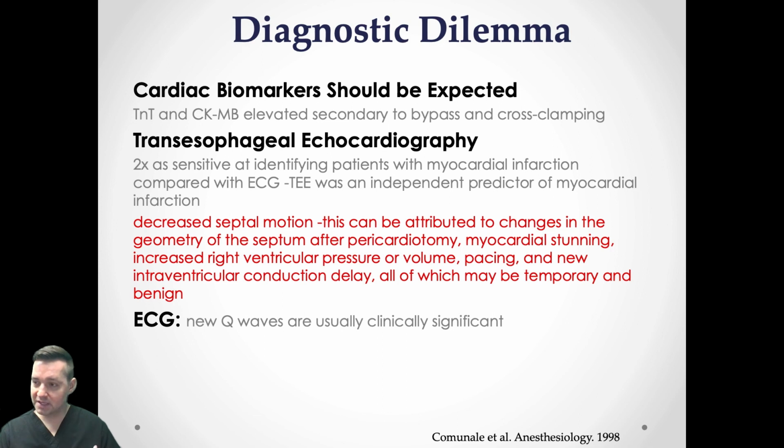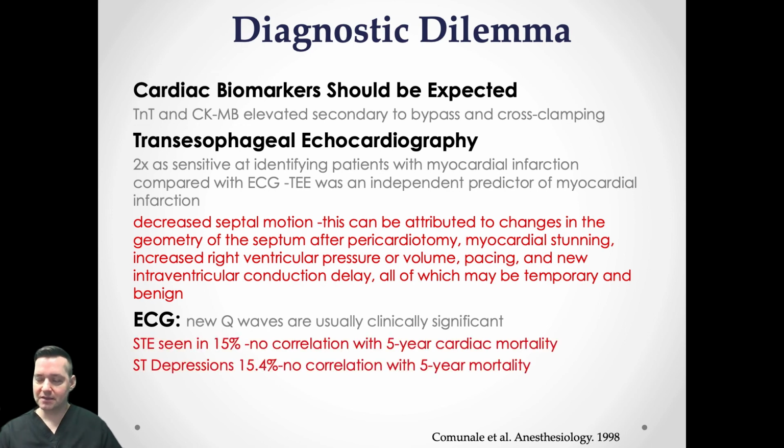ECG findings, or EKG findings: ST elevations probably aren't nearly as helpful as new Q wave formation, right? So if you see the development of new Qs, then I would probably be a little bit concerned that something's been going on, right? But isolated ST elevations, or at least diffuse ST elevations, are expected. So it can be tricky, right? 15% you're going to see elevations, 15% you're going to see depressions, no correlation with outcome and acute injury. So a diagnostic dilemma, right?